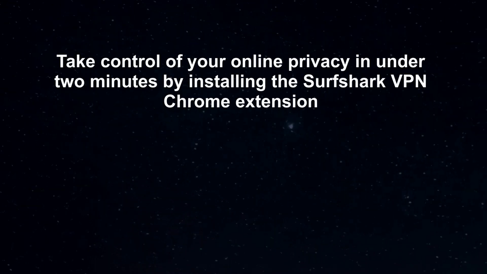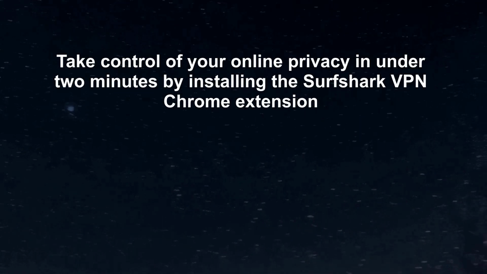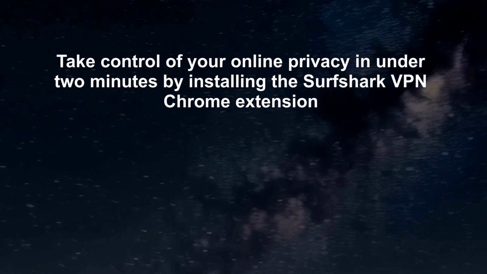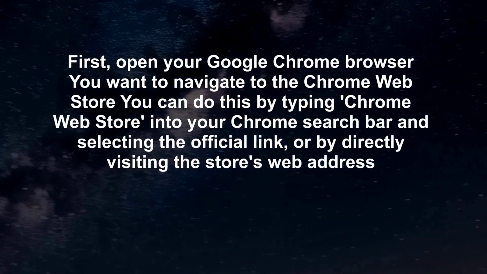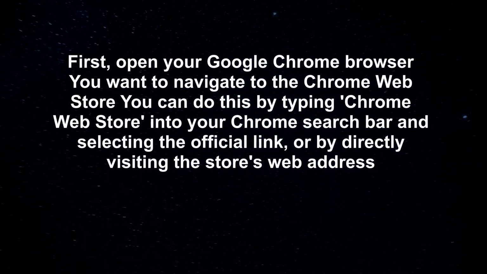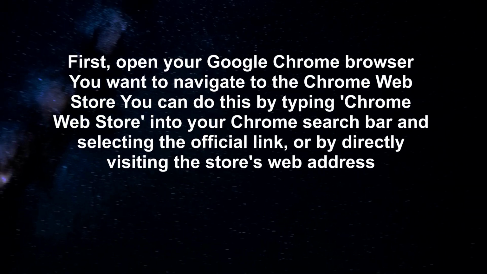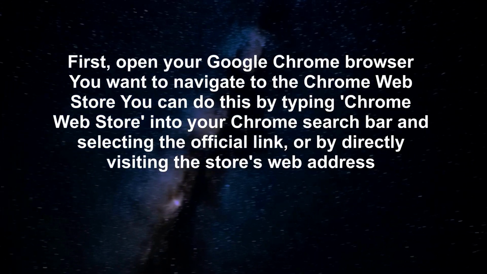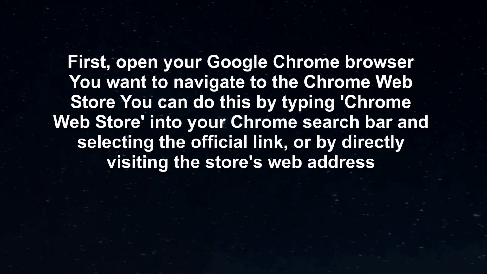Take control of your online privacy in under 2 minutes by installing the Surfshark VPN Chrome extension. First, open your Google Chrome browser. You want to navigate to the Chrome Web Store. You can do this by typing Chrome Web Store into your Chrome search bar and selecting the official link, or by directly visiting the store's web address.